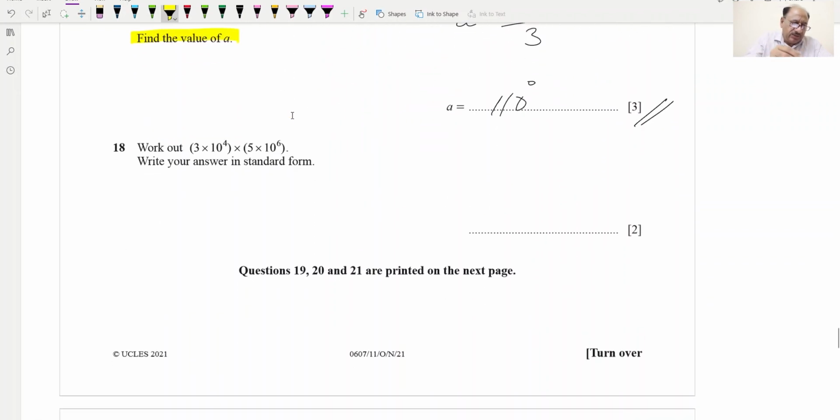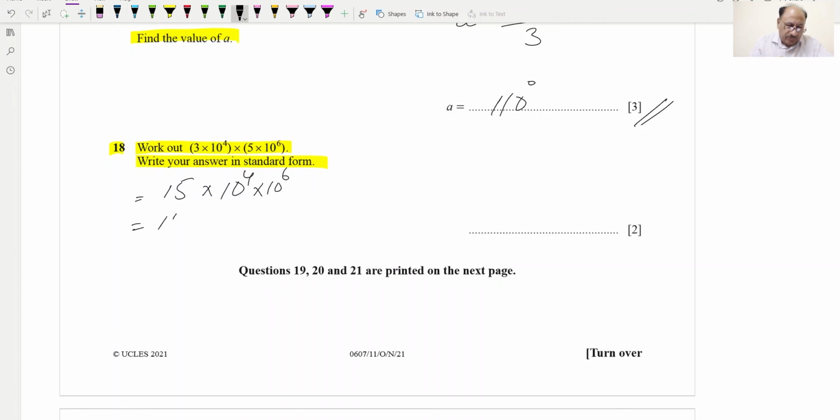Now question number 18 says work out this, write your answer in standard form. So what we can do, we can open the brackets. So 3 into 5 will be 15, 3 into 5 will be 15, and multiply by 10 raised to 4 into 10 raised to 6.